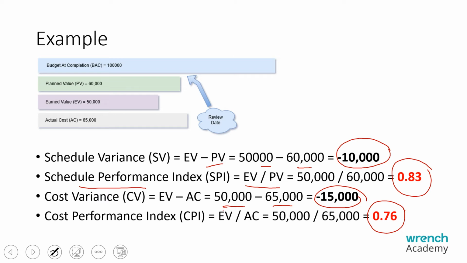If earned value and planned value were the same, this schedule performance index would have been 1.